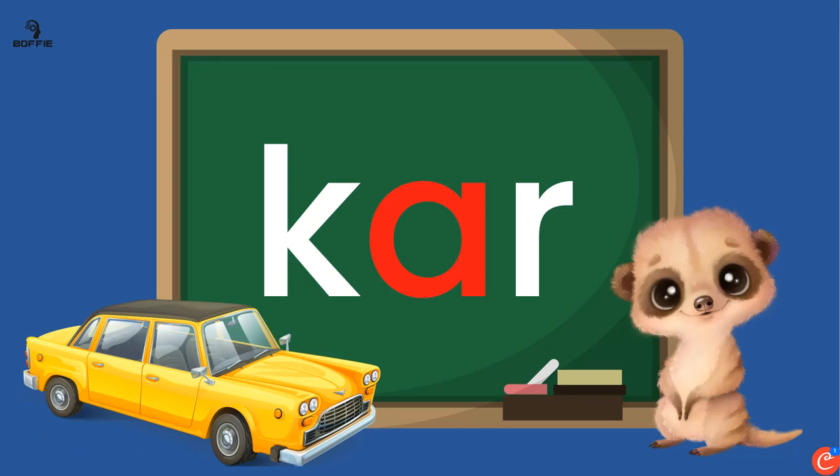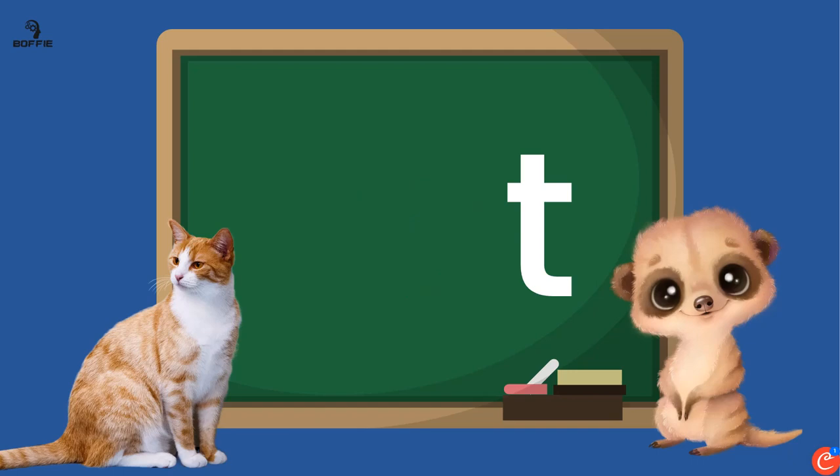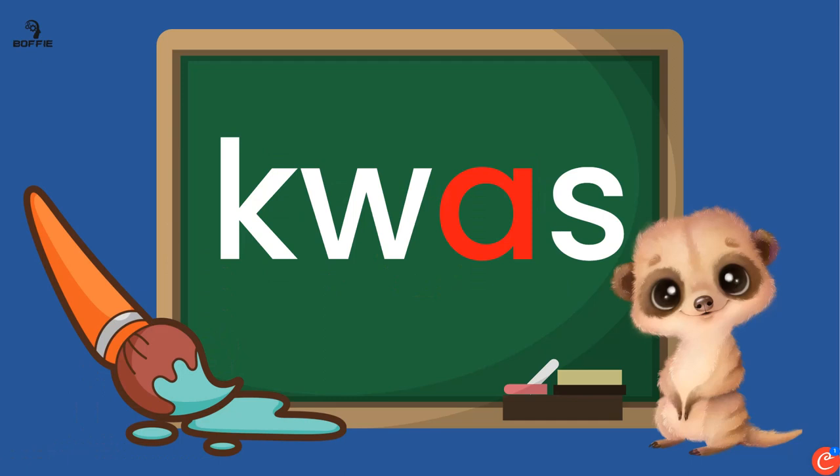K-a-r, car. K-a-t, cut. You'll notice in Afrikaans, there are not very many words that start with C, except for words like degrees Celsius. K-w-a-s, kwas. In Afrikaans, we do not have the QU sound. We use KW to make the kwa sound.